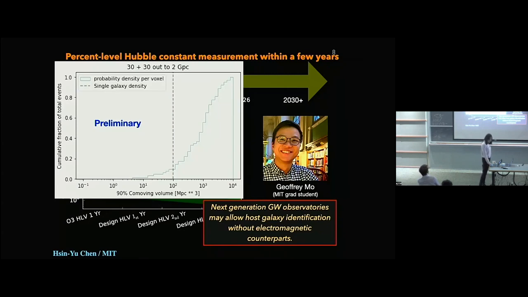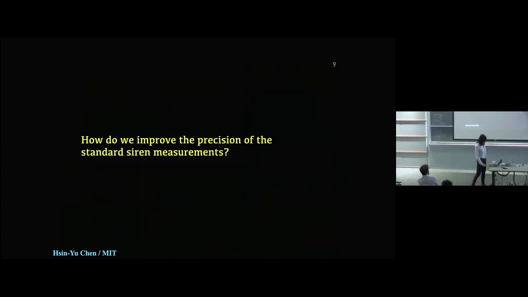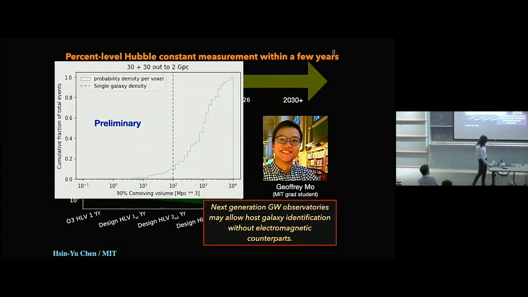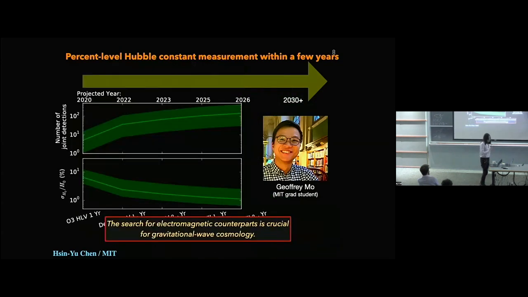Okay, so back to cosmology. As we just said, for this dark siren approach, we probably need to wait a bit longer. But with our current generation of detectors, gravitational cosmology will still heavily rely on the identification of the electromagnetic counterpart.